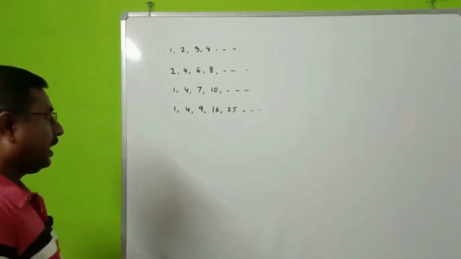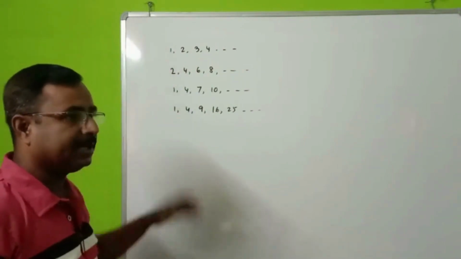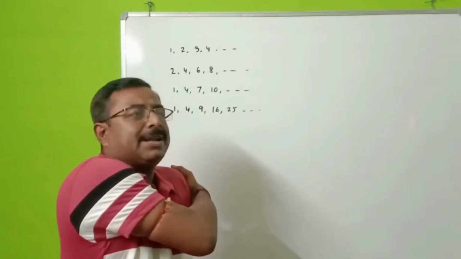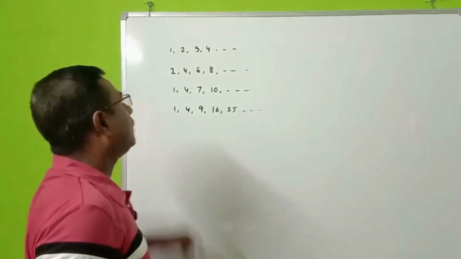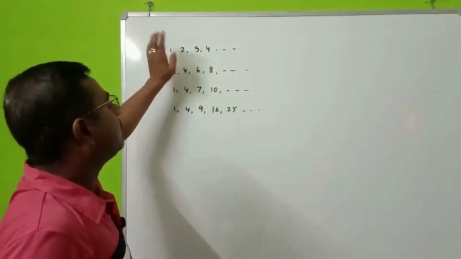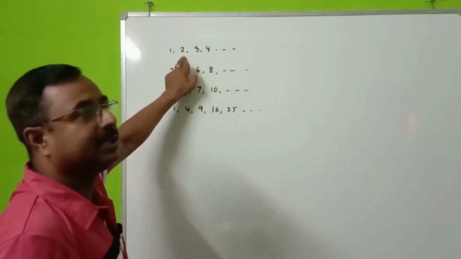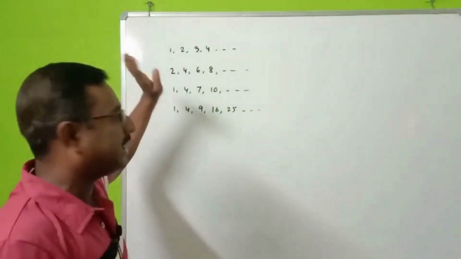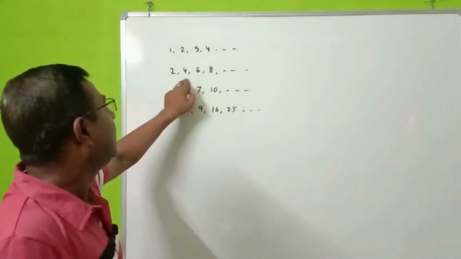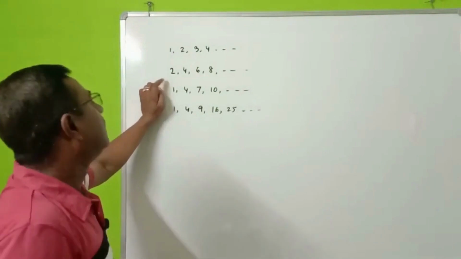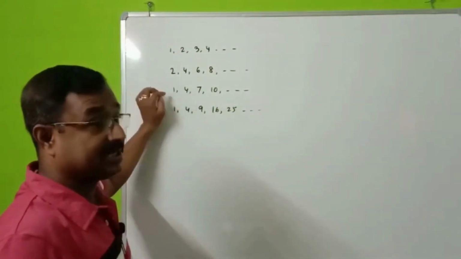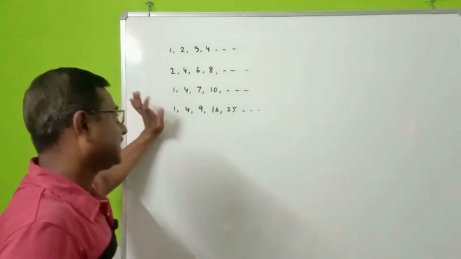Now for writing all these collections we have followed some criteria, we have maintained some rule, is it not? So in the first collection, the succeeding term we have written by adding 1 to the preceding term. In the same way, in the second case, the succeeding term we have got by adding 2 to the preceding term. In the third one, we have added 3 to the preceding term to get the succeeding term.